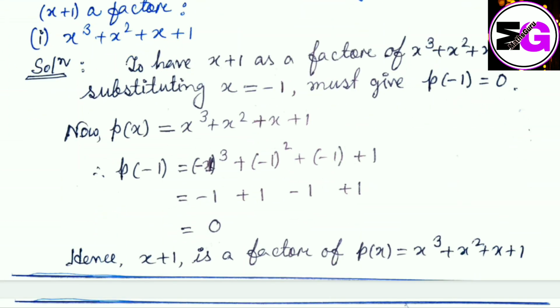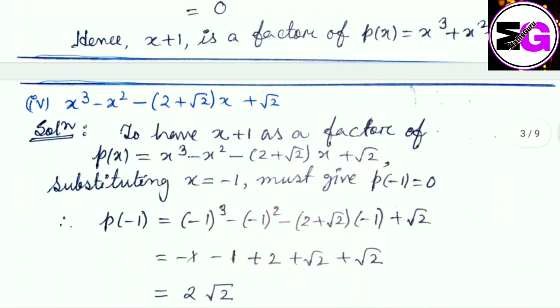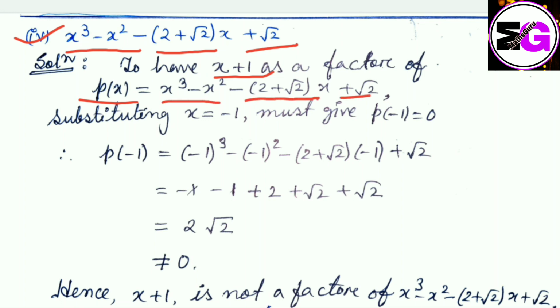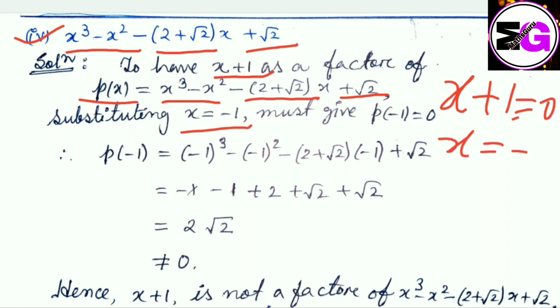Okay, so moving to the next problem, the question number 4, this one, x cube minus x square minus 2 plus root 2x plus root 2. Okay, we need to check whether x plus 1 is a factor or not. To have x plus 1 as a factor of p(x) equals to x cube minus x square minus 2 plus root 2x plus root 2, substituting x equals to minus 1, because x plus 1 equal to 0 gives x equals to minus 1.